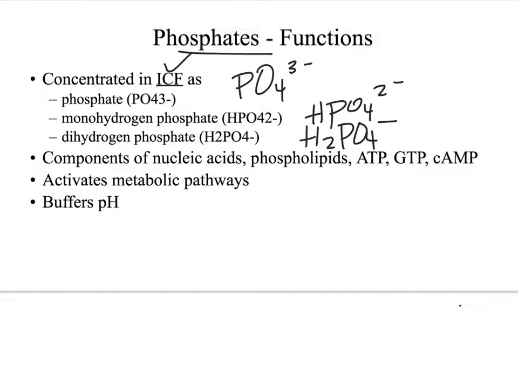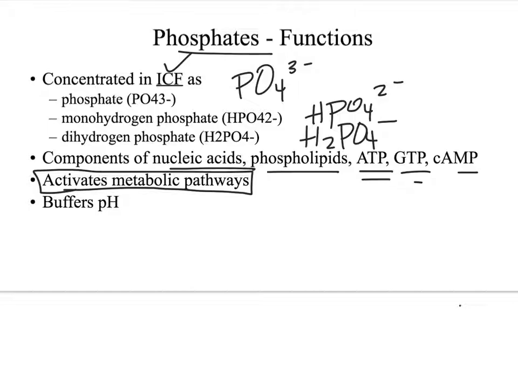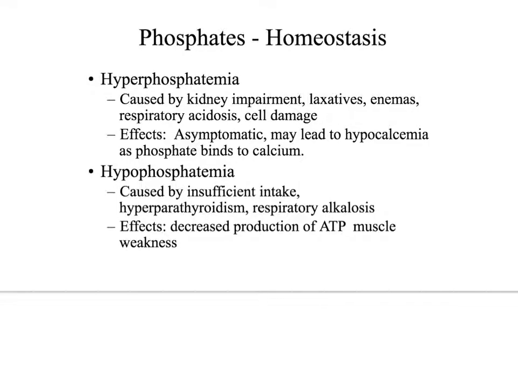Okay, so these are important because they're part of the nucleic acids. They're going to be part of your phospholipid bilayer. They make ATP, cAMP, GTP. So they're going to be important components for metabolic pathways. And another thing that phosphate does is buffer pH, which we'll have to talk about. We'll get there.